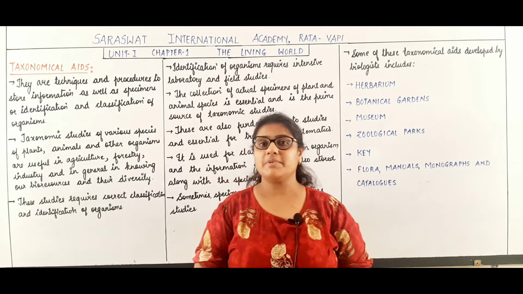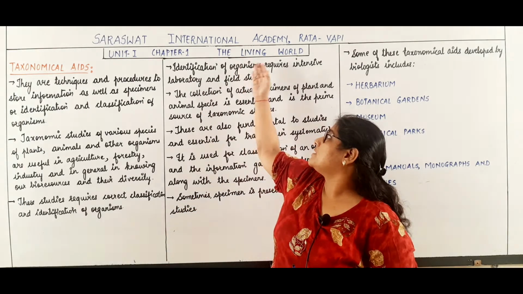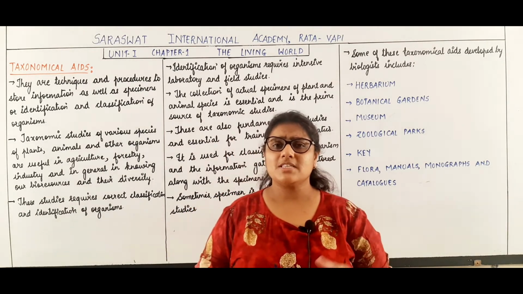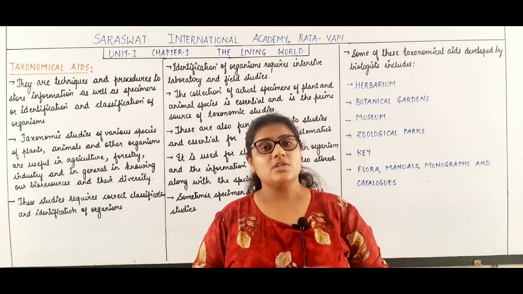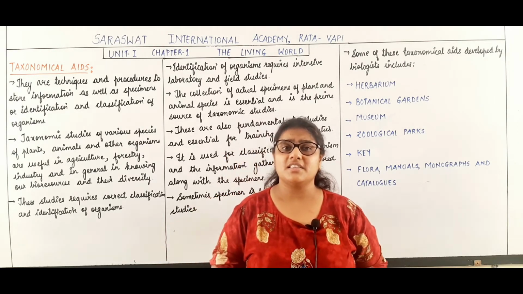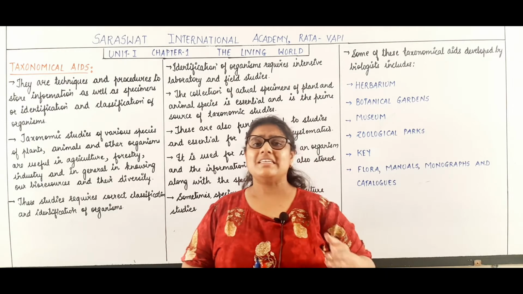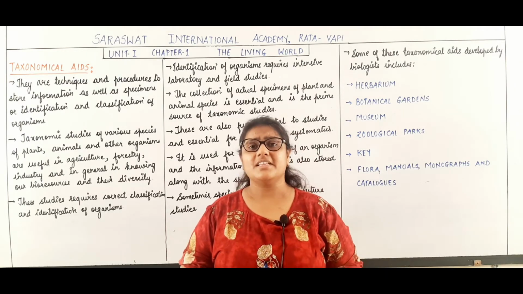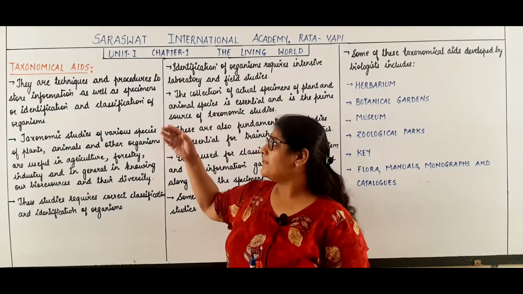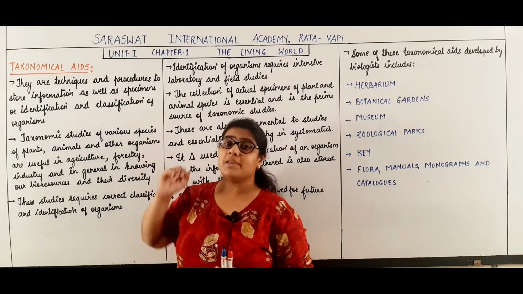Students, today we will begin with the last part of the chapter, the living world. Before starting the last part, what have we studied in the last lectures? In the previous videos, we discussed the taxonomic categories. We studied in detail the 7 taxonomic categories. Now today, students, we will begin with the topic taxonomical aids.